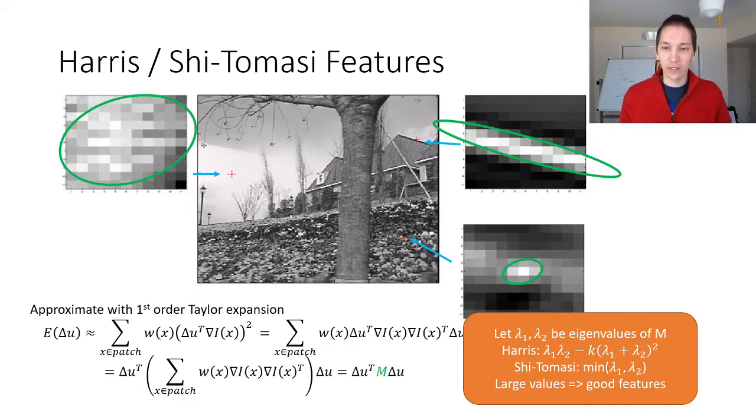Both the Harris and Shi-Tomasi features use the eigenvalues of this matrix. This is a 2 by 2 matrix. The Harris feature has this expression over here. It has a parameter k. Shi-Tomasi features just take the minimum of the two. And the idea is that we want to have large values to get good features. So things that are giving us peaky quadratic approximations of this autocorrelation.